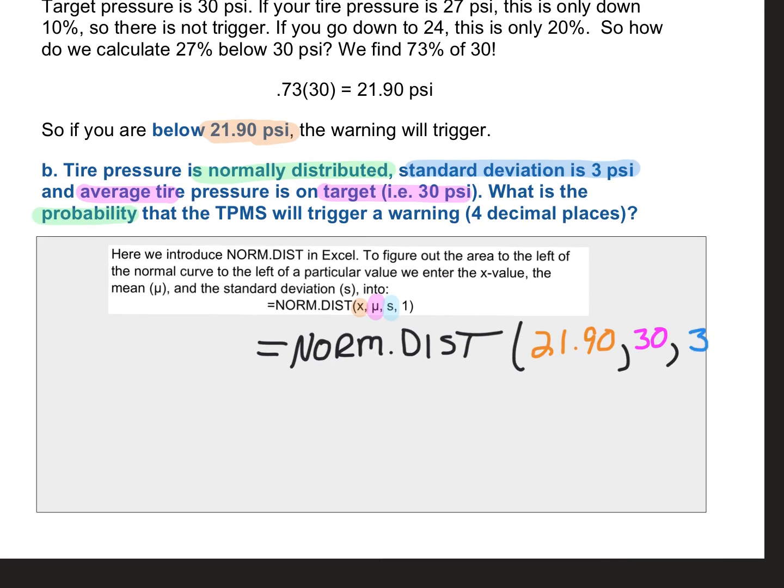And then because we're trying to find the percent to the left of the curve, that is why we're always going to use the number 1 the same way that we did in problem number 5. So if you type these values into Excel, it should give you somewhere around 0.0035, rounded to, I believe, the 4 decimal places that they ask you for.